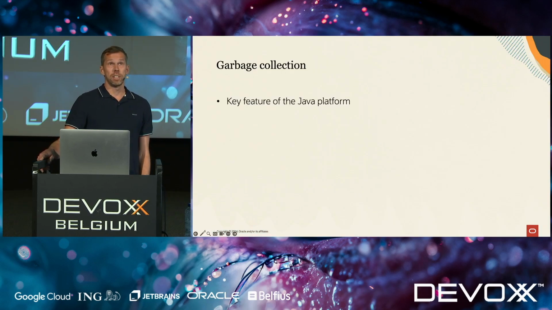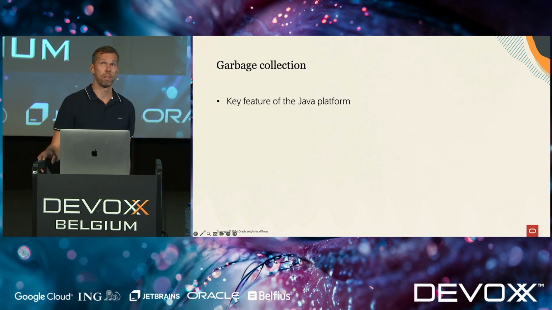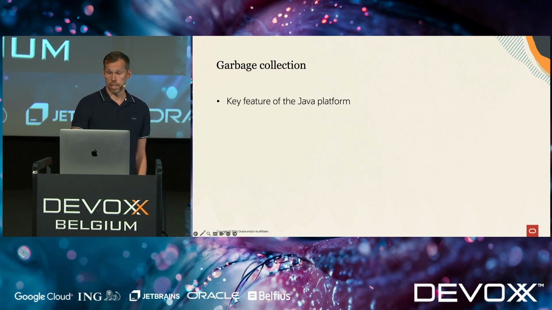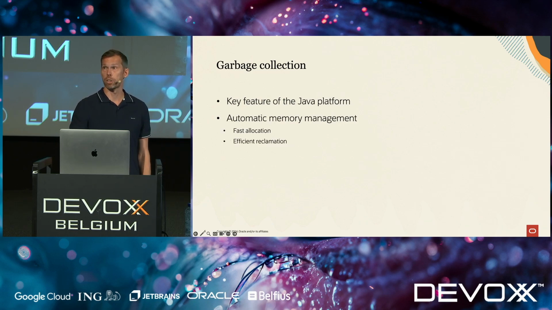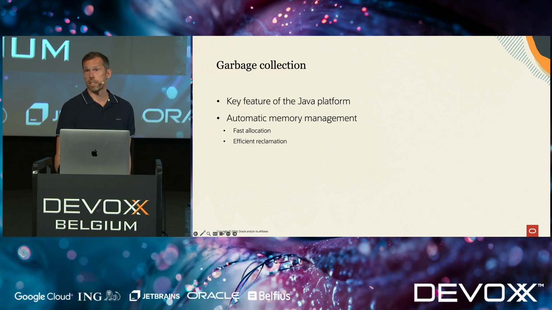Garbage collection is a key feature of the Java platform, allowing you as users to focus on solving your problems rather than thinking about low-level memory management problems. Java has a type of automatic memory management, and we want to solve two things: fast allocations and very efficient reclamation. The fast allocation part is handled more or less the same regardless of which GC algorithm you're using.